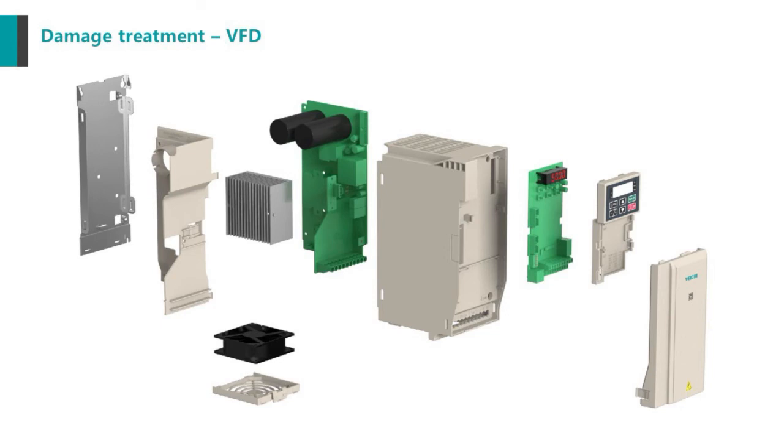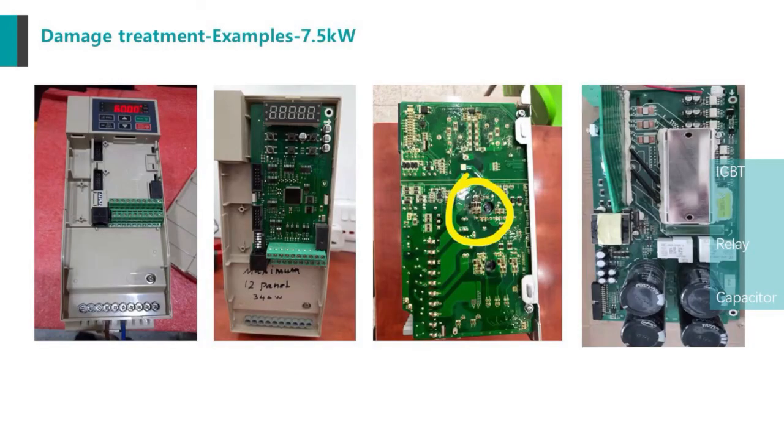You can see the real picture of a 7.5 kilowatt inverter. In the power board, it integrates the IGBT, and this IGBT actually integrates the rectifier module and IGBT module. It also has a relay. This is what I just said, the pre-charge circuit, and the DC capacitors.